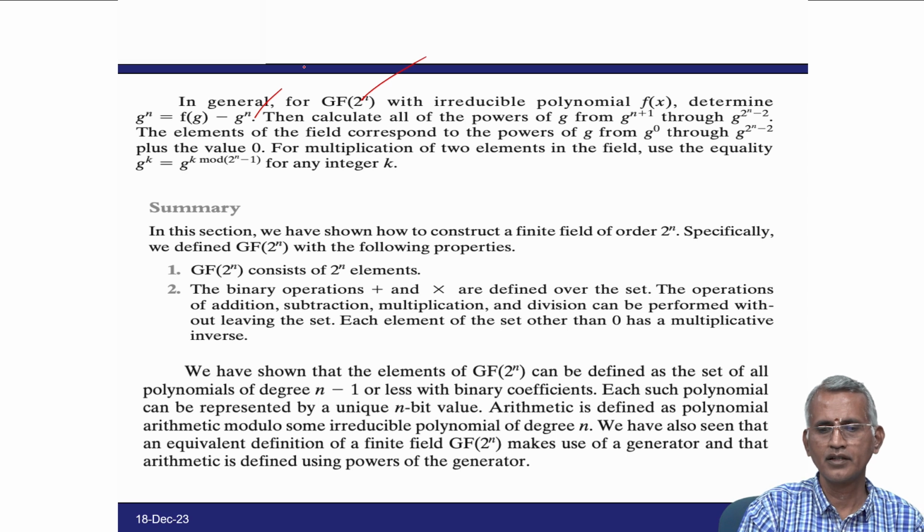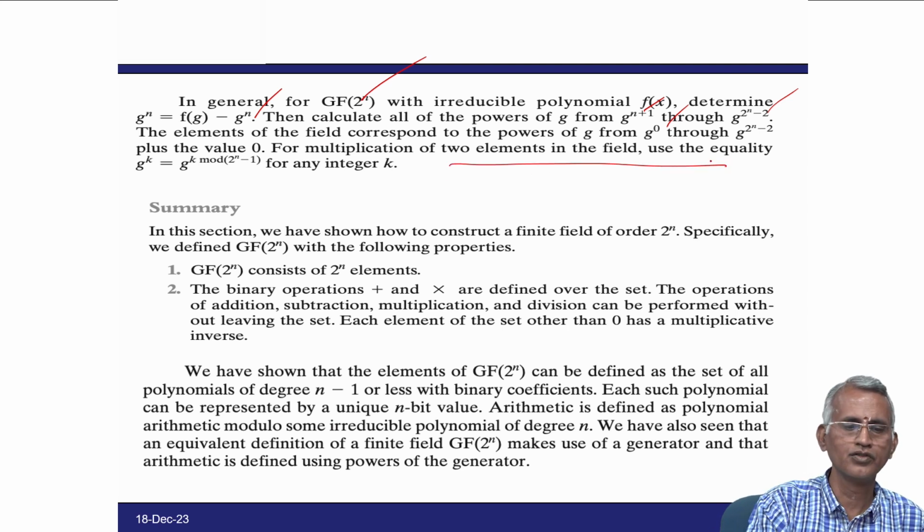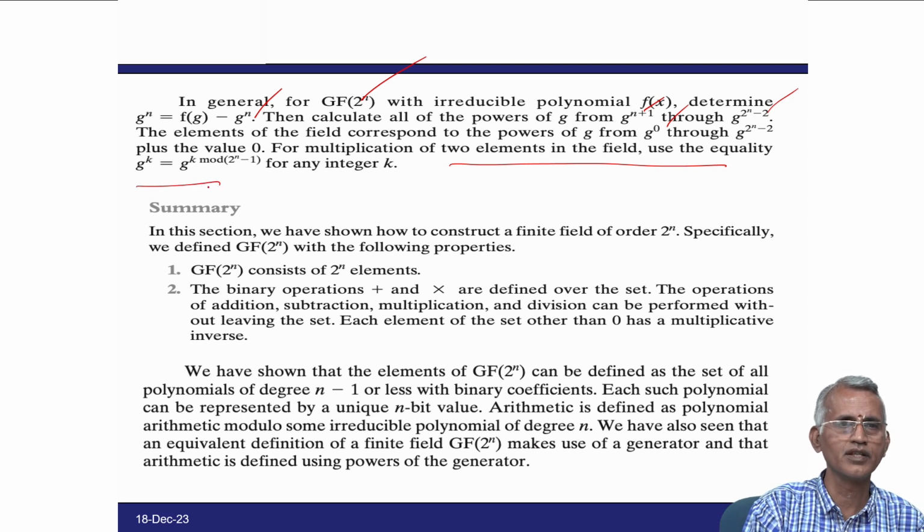So, we can calculate the powers of g from g power n plus 1 through g power 2n minus 2, corresponding to the elements of the field from g power 0 through g power 2n minus 2, plus the value 0. Therefore, for multiplication of two elements in the field, we use the equality g power k equals g power k modulo 2 power n minus 1 for any integer k. Therefore, we have a summary.